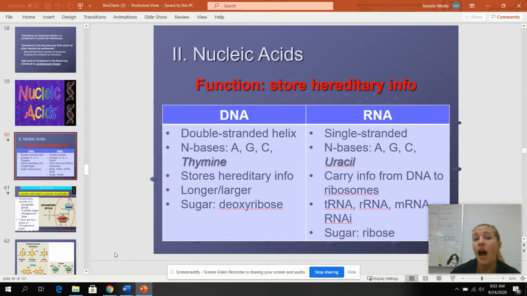And then RNAi, which is actually like a defense system in our body for getting rid of viruses and different things like that. When the RNAi sees DNA in your cells that doesn't belong to you, it chops it up and kills it to get rid of it. And the sugar in this one is ribose.